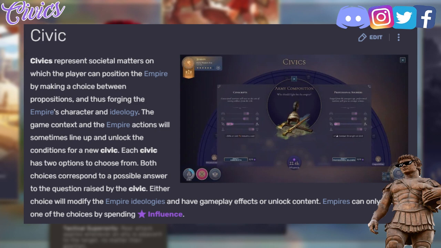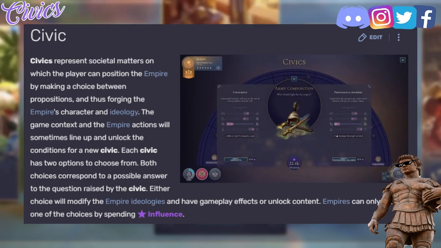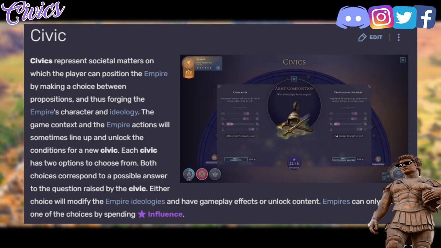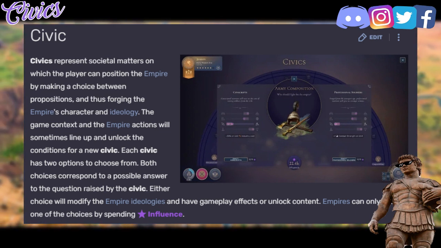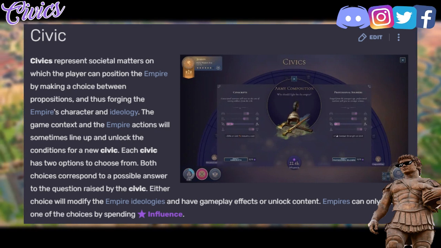Today we are going to be taking a closer look at the civics feature in Humankind. Civics represent societal matters on which the player can position the empire by making a choice between propositions and thus forging the empire's character and ideology. The game context and the empire actions will sometimes line up and unlock the conditions for a new civic.